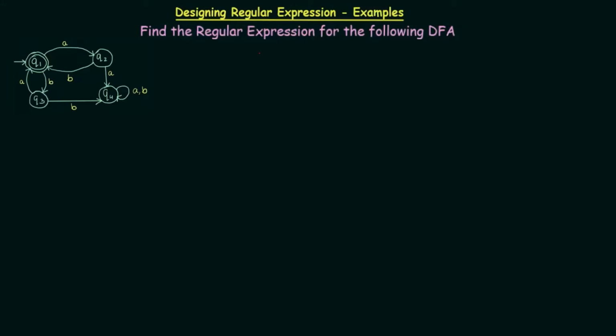So for Q1, the equation is going to be, the only incoming we can see is Q2B. What else is there? Q3A is there. Is there anything else? I cannot see anything else. From Q2 it is coming, from Q3 it is coming. There is nothing else. For Q2, I can see there is only Q1A. For Q3, I can only see there is only Q1B.